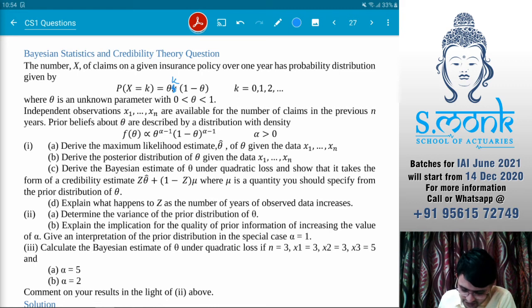Independent observations x1 to xn are available for the number of claims in the previous n years. Prior beliefs about theta are described by this distribution. So this is our prior belief, similar to something like a beta distribution. Okay. Then they are asking us to derive the maximum likelihood estimate theta hat of the given data x1 to xn. This is our MLE question.